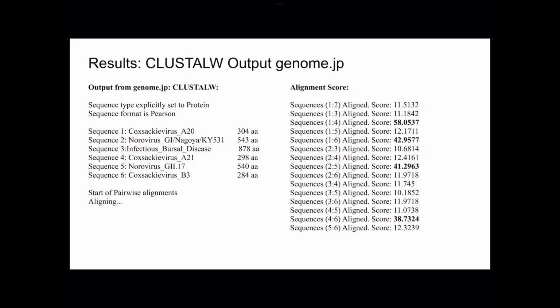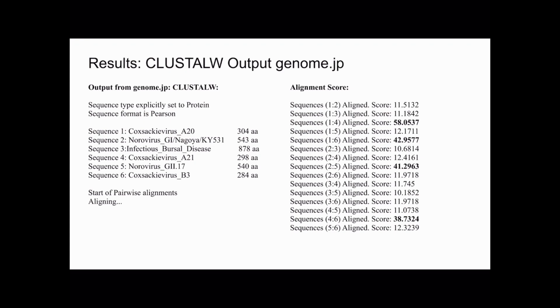Now, as we can see on this slide, the output from Genome.jp, where we ran pairwise correlation scores between all the FASTA sequences, also supports our phylogenetic tree analysis. We ran pairwise comparisons between all 6 sequences, and the sequences that were the most aligned were sequences 1 and 4, which are both Coxsackie virus, sequences 1 and 6, also both Coxsackie virus, sequences 2 and 5, which are the 2 norovirus, and sequences 4 and 6, both Coxsackie virus. This really supports our analysis from the previous slide that the viruses and their spike proteins are most similarly grouped based on their virus family.